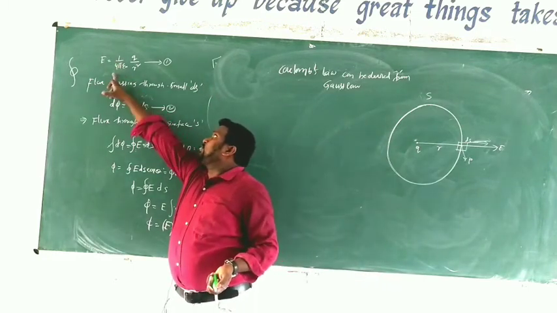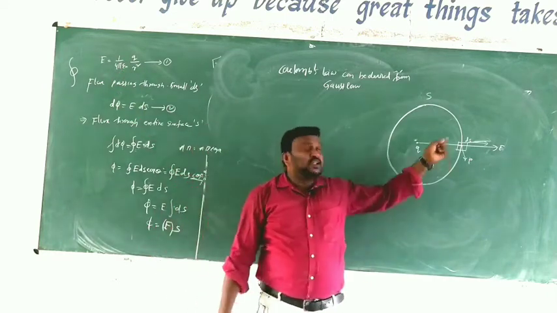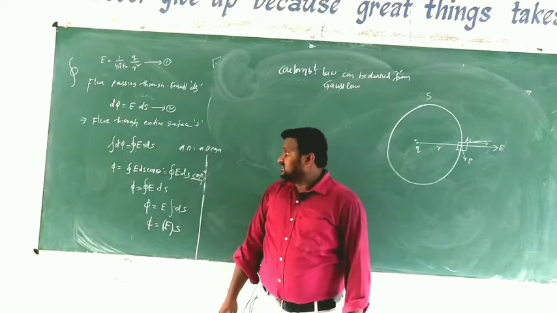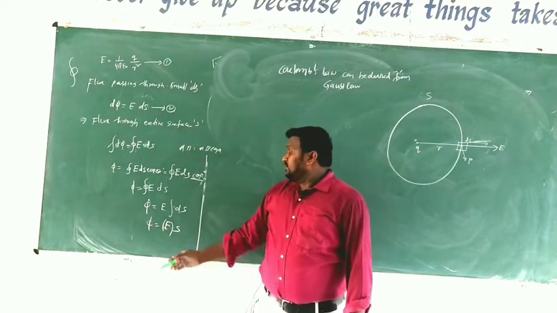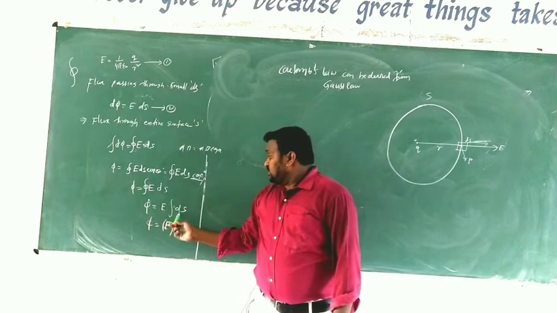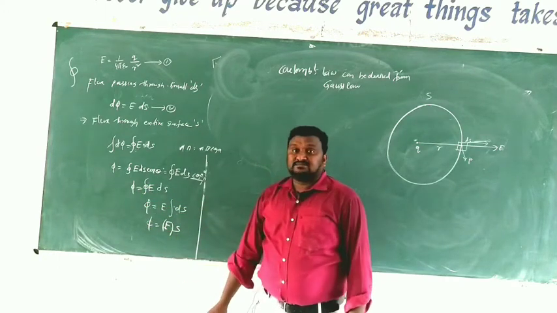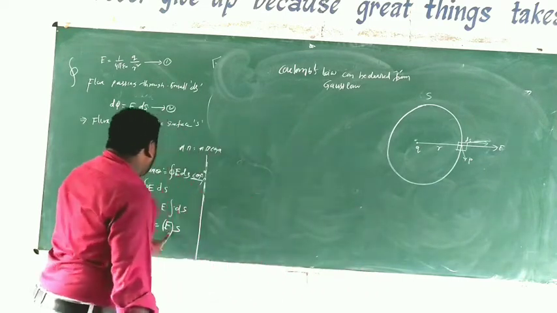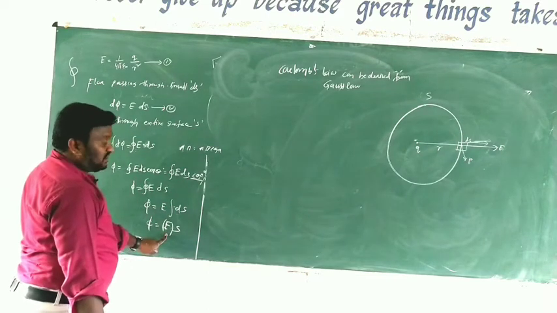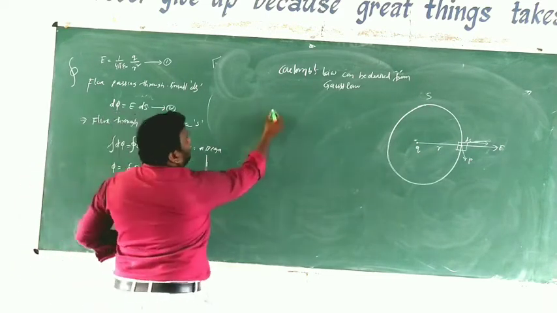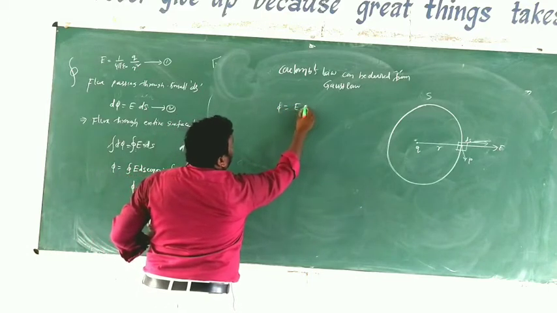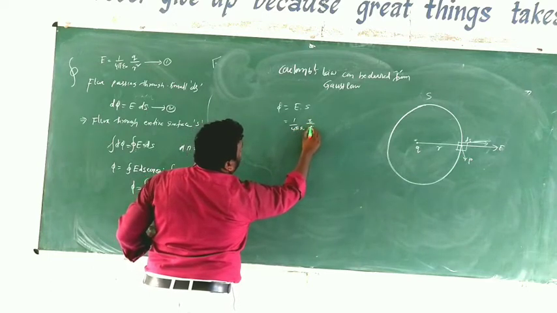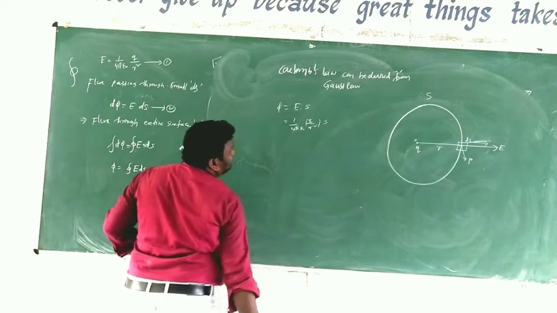E is equal to 1 by 4 pi epsilon q by r square. That is the electric field intensity at point P. Now the flux passing through this is d phi equals E into ds. I already explained the same thing here. Then what we did? Phi is equal to E into ds, and phi is equal to E into S. Here E means the electric field intensity. Clear? I am writing now: phi is equal to E into S. What is the value? 1 by 4 pi epsilon naught q by r square into S.